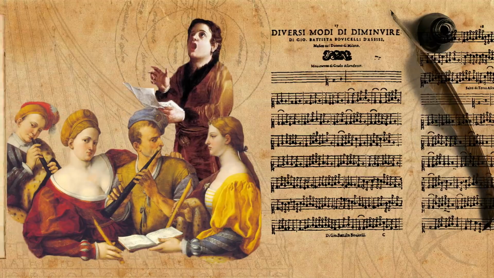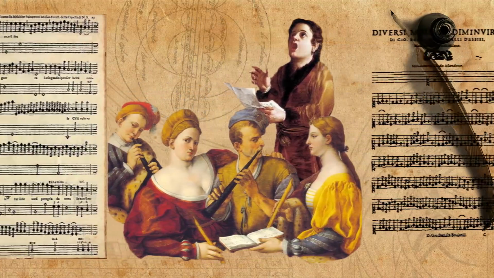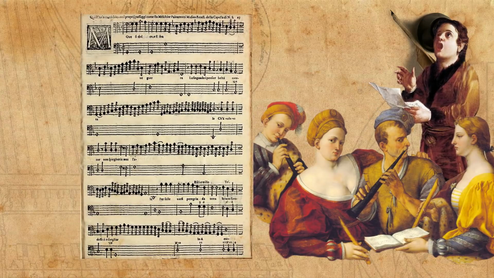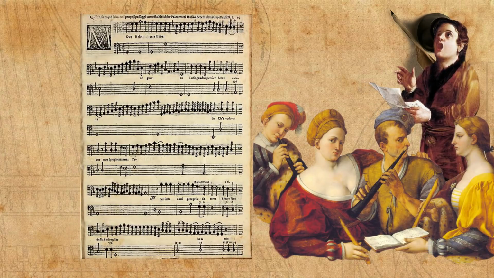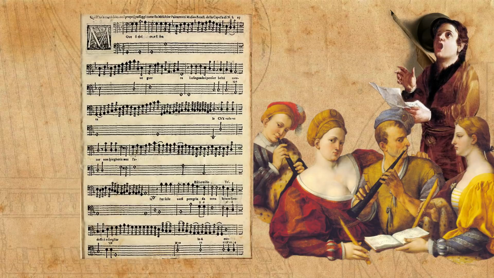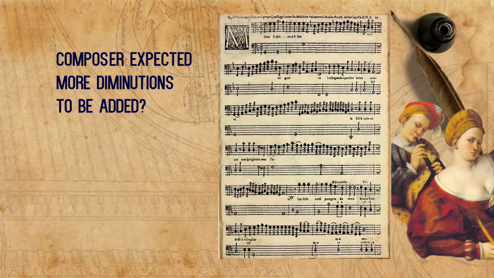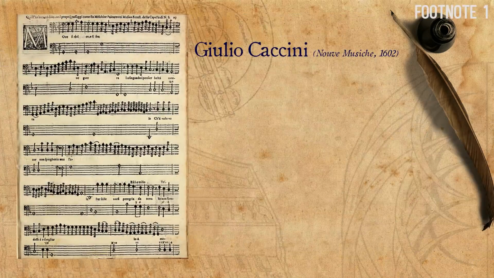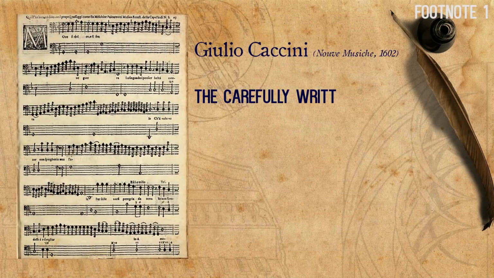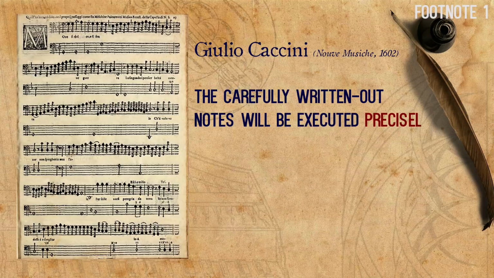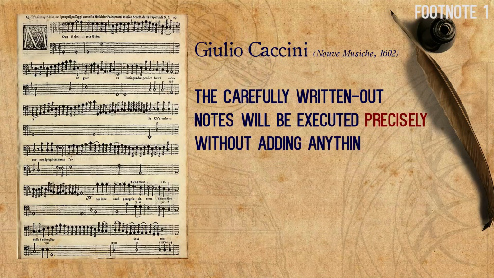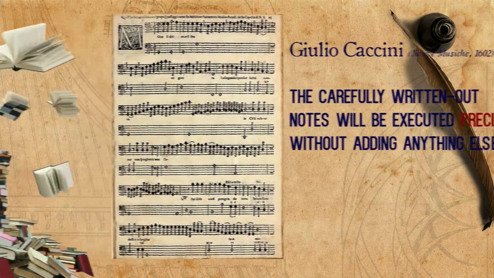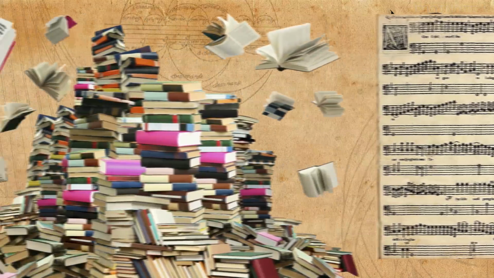Towards the turn of the 17th century, more and more music was composed with diminutions written out in them. From this point on, one may wonder, depending on the context of course, whether the composer expected more diminutions to be added, or expected instead, like Giulio Caccini for example, that the carefully written out notes will be executed precisely without adding anything else.